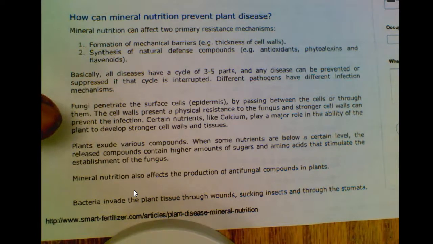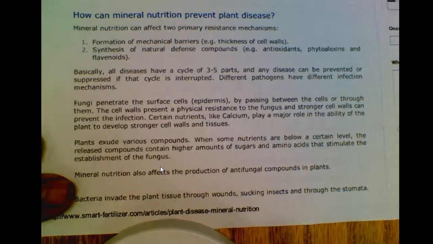So fungi penetrate the surface cells of the epidermis by passing between the cells or through them. Cell walls present a physical resistance to the fungus, and stronger cell walls can prevent infection. Certain nutrients like calcium play a major role in the ability of plants to develop stronger cell walls and tissues. Plants can also exude compounds, so when some nutrients are below a certain level, the released compounds contain higher amounts of sugars and amino acids that stimulate the establishment of the fungus because it has more food.